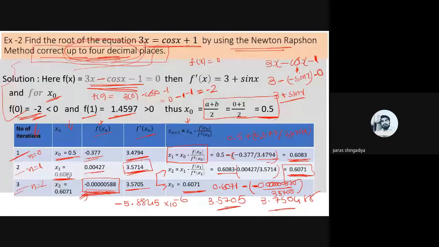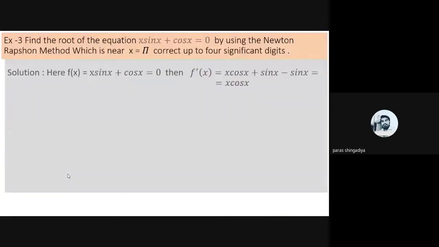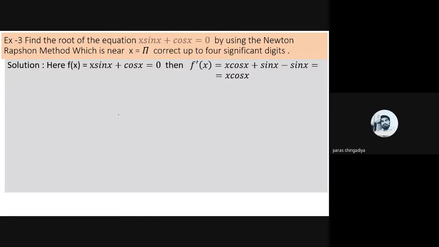Good. So let us check the third one. Again by Newton-Raphson method. The function is x plus sin x plus cos x equal to 0. Okay, what is the function? x plus sin x plus cos x is equal to 0, by using Newton-Raphson method, which is nearer to x is equal to pi. So what is the meaning of that? Okay, x0 is equal to pi is given. Our root is nearer to x is equal to pi, meaning x0 is equal to pi. We'll start the iteration by using x0 is equal to pi.